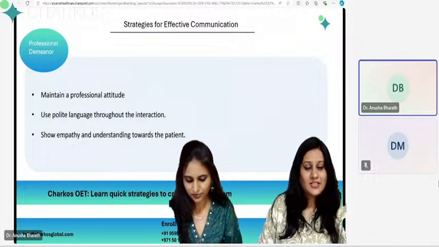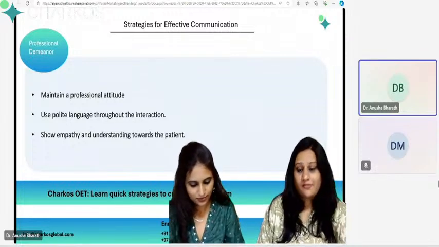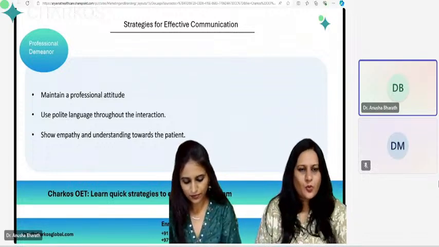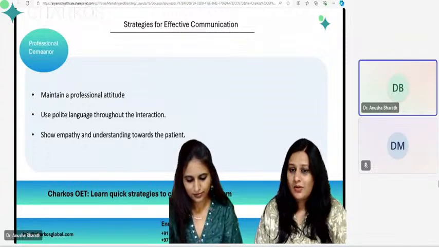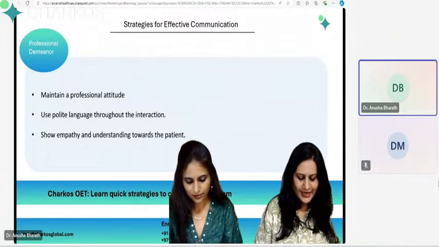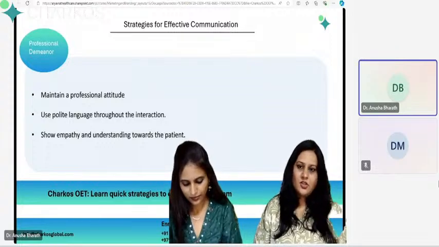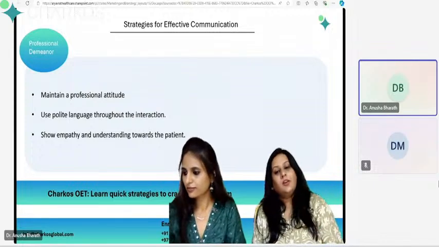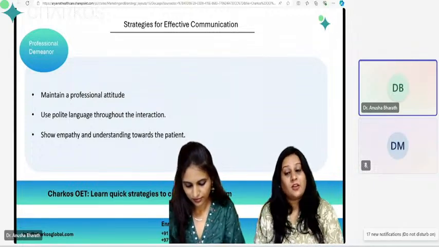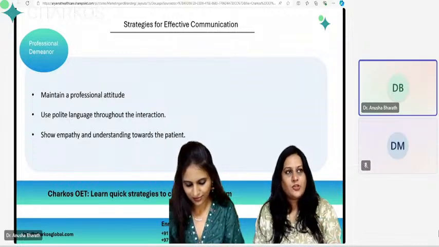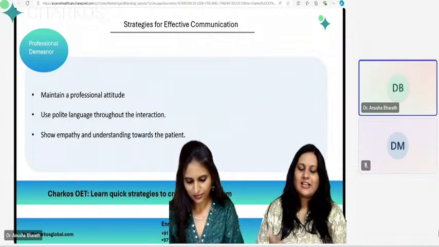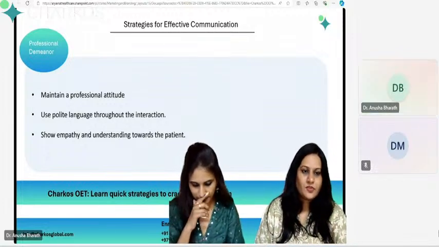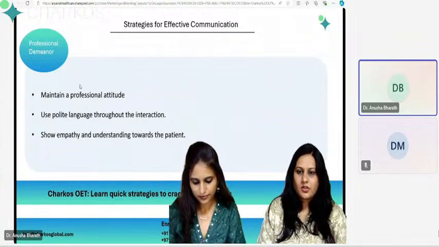And next, maintaining a professional attitude is very important. You have to use polite language, and your conversation should be very formal, and that has to be maintained throughout the interaction. Showing empathy and understanding the problem from the patient's perspective plays a vital role here. As we have already told you, showing empathy would definitely help in developing a good rapport between you and the patient. I hope you have got these things.